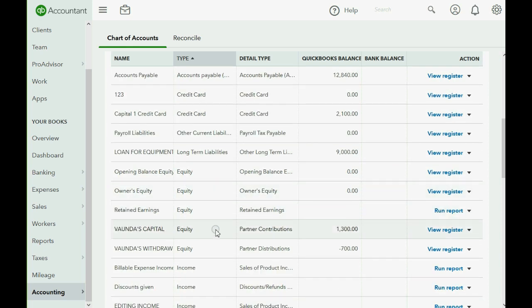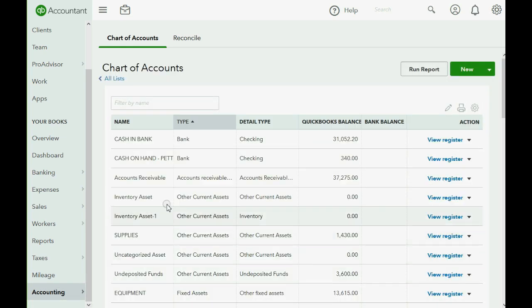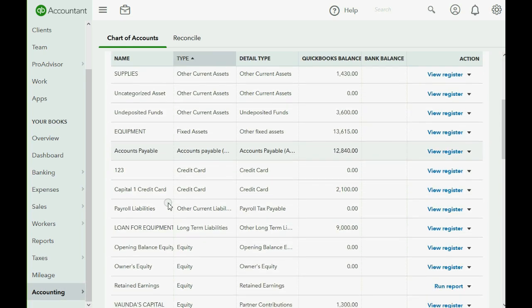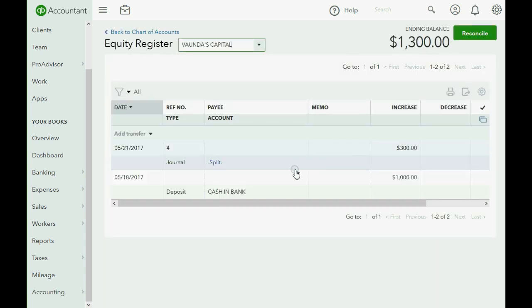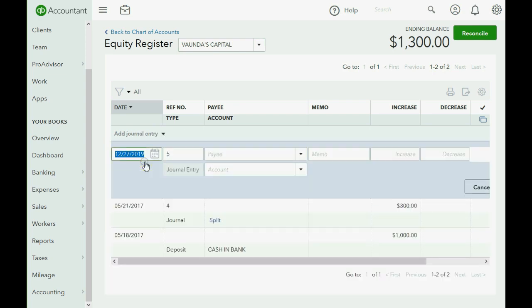So we would go to Vonda's Capital in the chart of accounts, like we learned, accounting, chart of accounts, scroll down to Vonda's Capital, and then we would click the register. Now here in the register, it already shows the prior transactions that we had. And we could either add it as a journal entry, which is the same exact thing we did a minute ago, except fitting it into these fields this way instead of the way it looked in the other window, or a transfer.